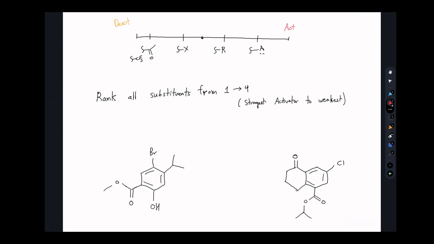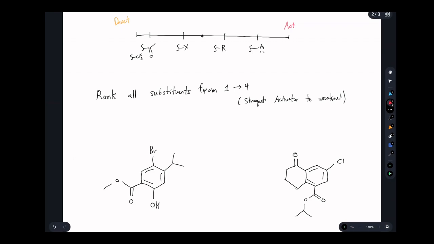So for the molecule on the left, we have 4 different substituents. We have a bromine, a hydroxyl group, a propyl group or an isopropyl group, and an ester. So let's try to rank them from strongest activator to weakest. Feel free to pause the video and try to do that yourself. Hopefully you got an answer.